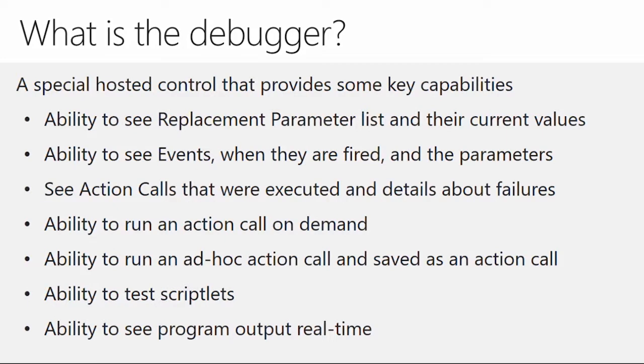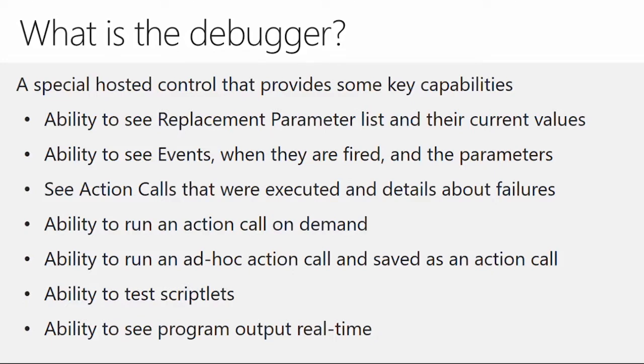So when an action call executes, there's going to be details about whether or not it was successful or whether or not it failed. And it may fail because it didn't necessarily have the correct parameters associated with it. So the debugger really allows you to go in and start testing and seeing what's going on inside the application. You can actually go into each one of your action calls and run them on demand and test them to see if they're working.